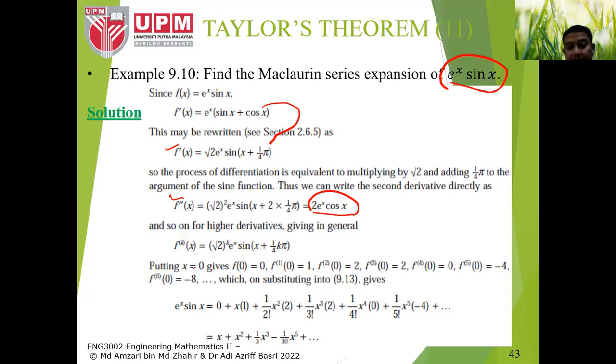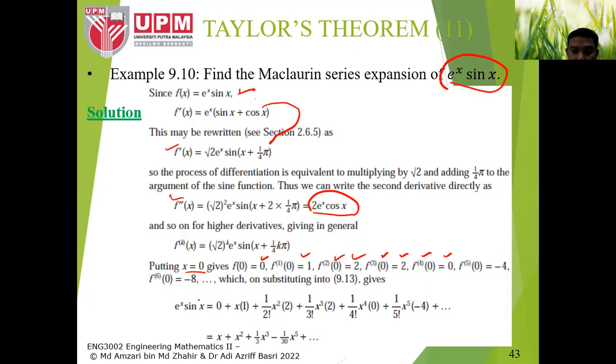So when we put x equal to 0 for the function f(x), we get 0. For the first derivative, when you put x equal to 0, you get 1. Then the second derivative, when x equals 0, you get 2. The third derivative, when x equals 0, you get 2. And the fourth derivative, when x equals 0, equals 0. And also the fifth derivative equals -4, and the sixth derivative equals -8.